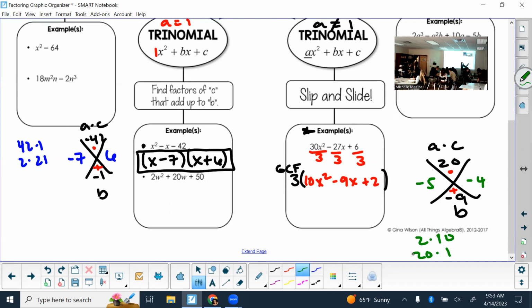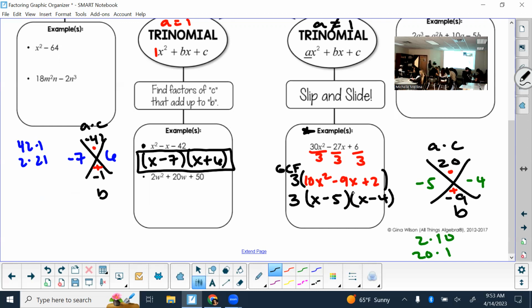But 5 and 4 multiply to 20. But to make it add to a negative, they both have to be negative. That's just it. But it has to work for the entire diamond, otherwise you did not find the correct numbers. So copy your GCF over. So now my parentheses, so far at least, are x minus 5 and x minus 4.